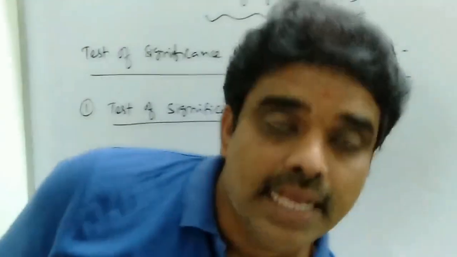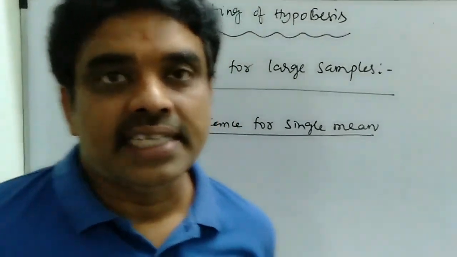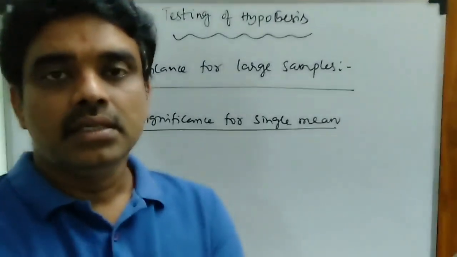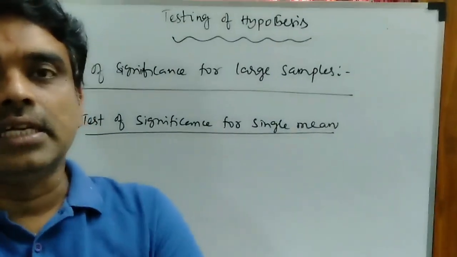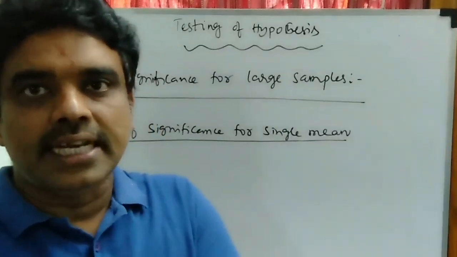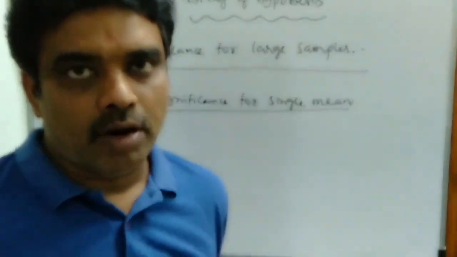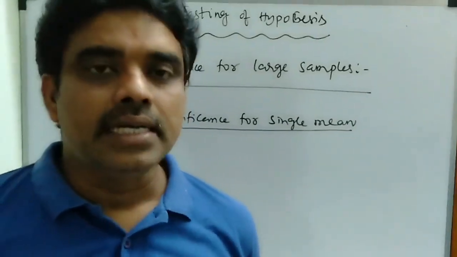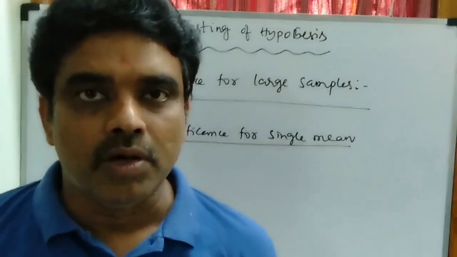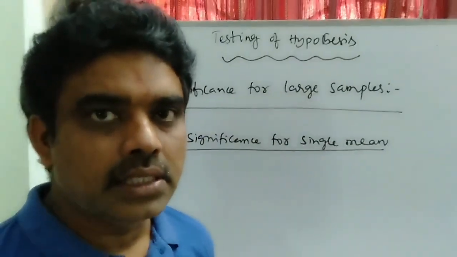In the previous class, we have seen the procedure for testing of hypothesis. So we know that it involves a 5-step procedure. In the first step, we set up the null hypothesis H naught, that is the direct statement about the population parameter. In the second step, we go for the alternative hypothesis H1, which is the complementary of the null hypothesis.